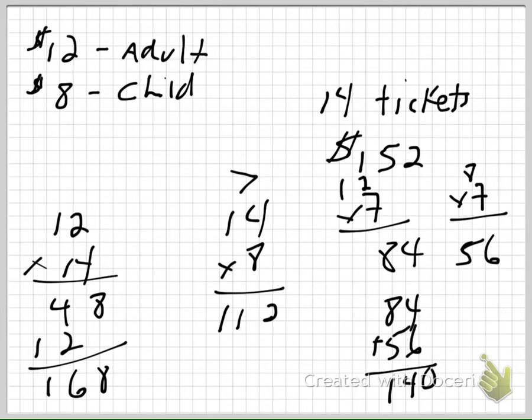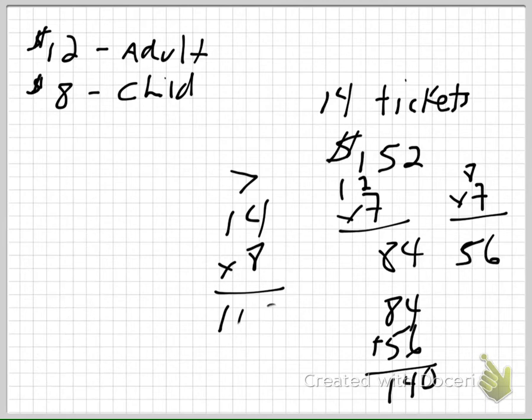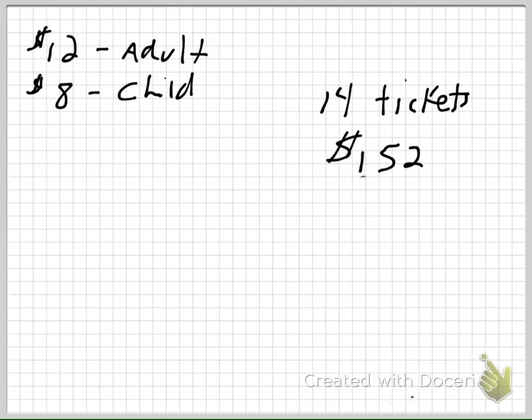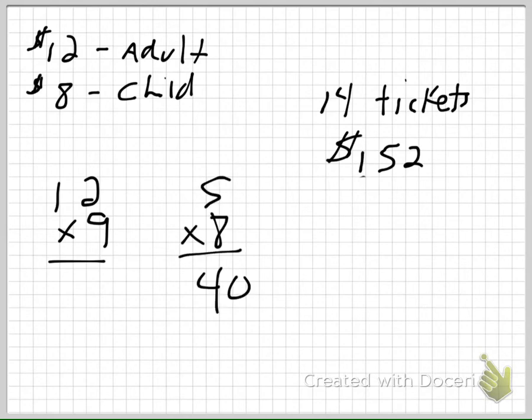So let's try this. I'm going to erase this a little bit. Notice what I'm doing. I'm trying something, I'm testing it, and then I'm revising it. You see what I'm doing here? Let's say it's not 7. Let's say 9 adults, so 9 times 12, and then how many kid tickets would that leave me? 5 times 8, right? So 40 and 108 is 148. I'm close. What do I need to do, probably? Maybe one more adult ticket?